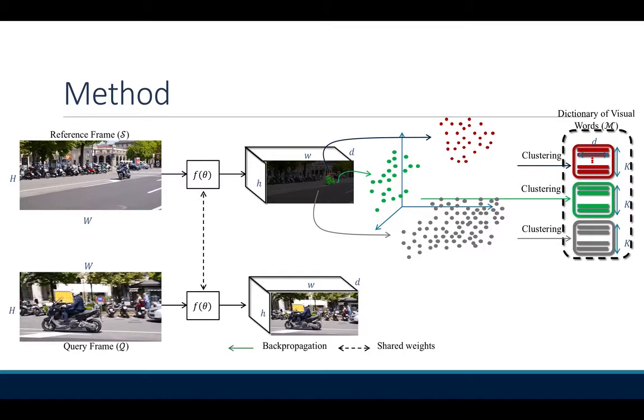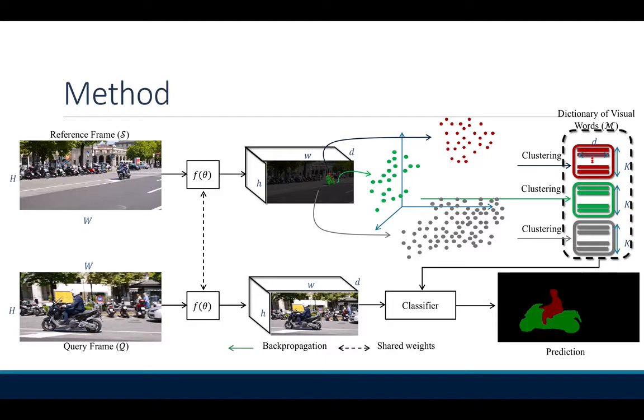Now, a query frame passes through a deep segmentation network f of theta to compute a d-dimensional embedding for each pixel. Pixels of the query frame are classified as one of the objects based on their similarities to the visual words. The model is meta-trained by alternating the learning of visual words given model parameters and the learning of model parameters given the visual words.